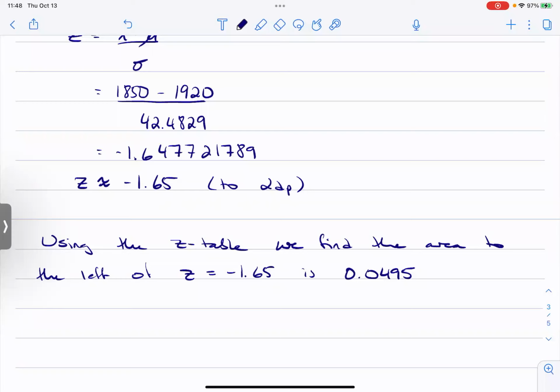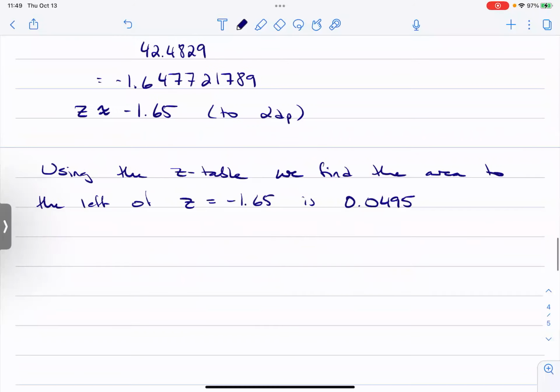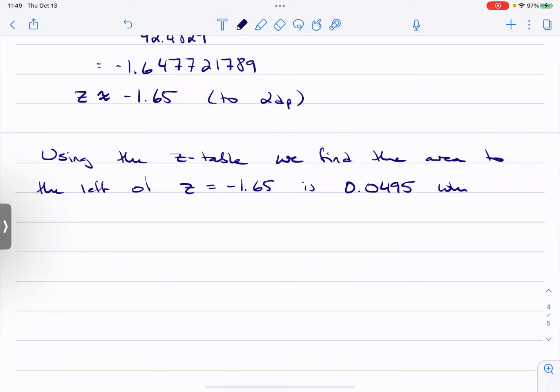Which means the area to the right, which is the area that I'm interested in, is going to be 1 minus 0.0495. So the area to the right is 1 minus 0.0495, which is 0.9505.